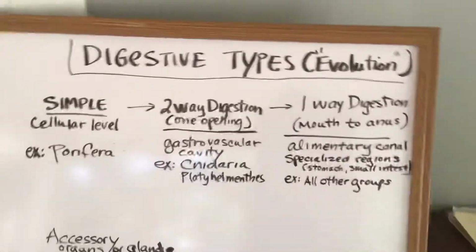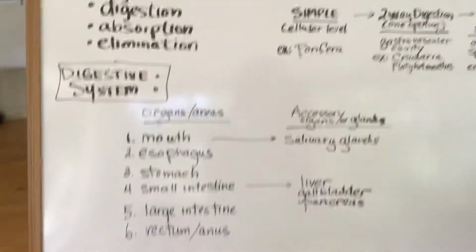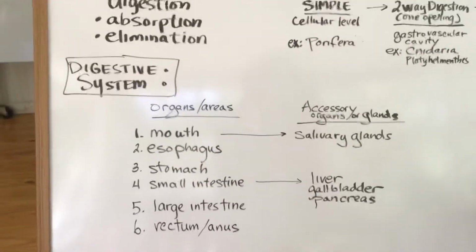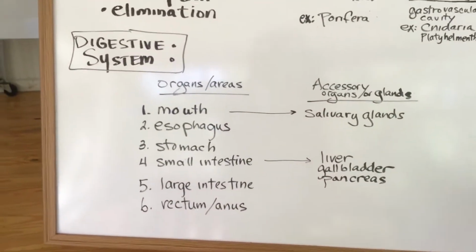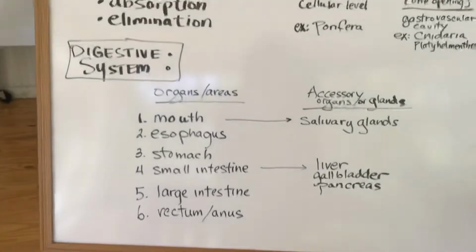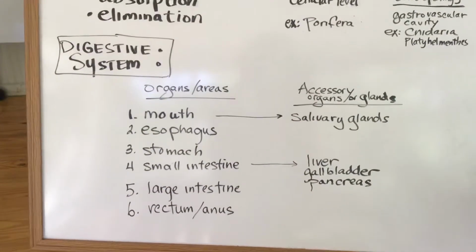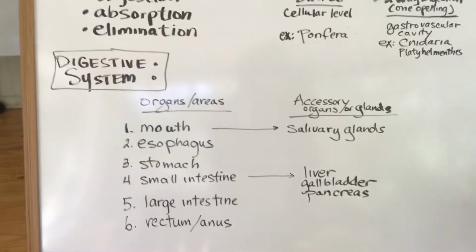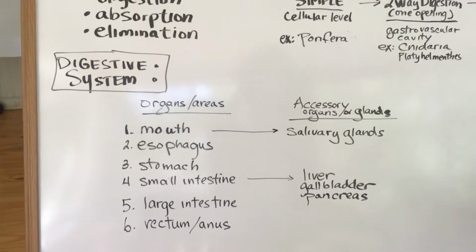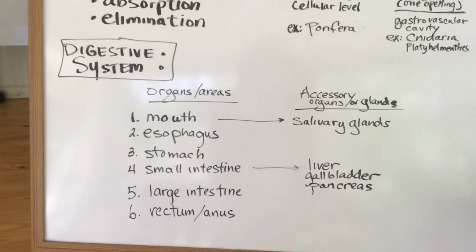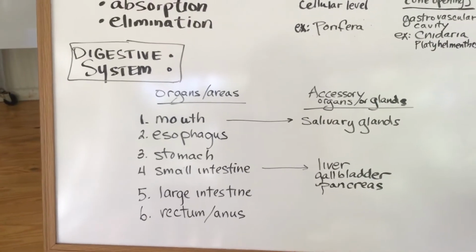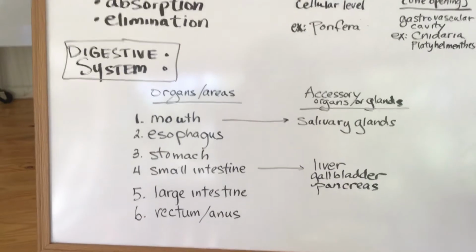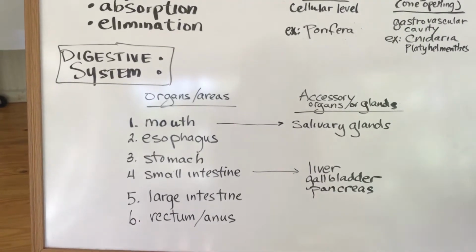Okay, so starting with the digestive system, you can divide the digestive system into the main areas of the system that are going to be important and do specific things, and then the accessory organs or glands that are associated with each one of those areas. So we'll briefly say them, and then we'll go through each of them and talk about what they do separately. So we have the mouth, of course, that's where you ingest things.